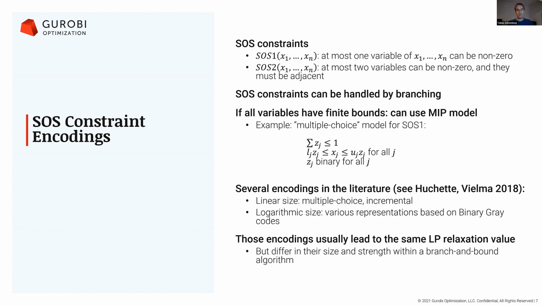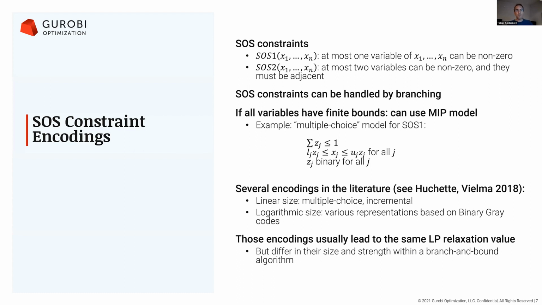But another approach for dealing with these SOS constraints is to reformulate the SOS constraint in a MIP model. So in this case, an MILP. So new variables and linear constraints. So one example for such a reformulation is the so-called multiple choice model for SOS1 constraints.